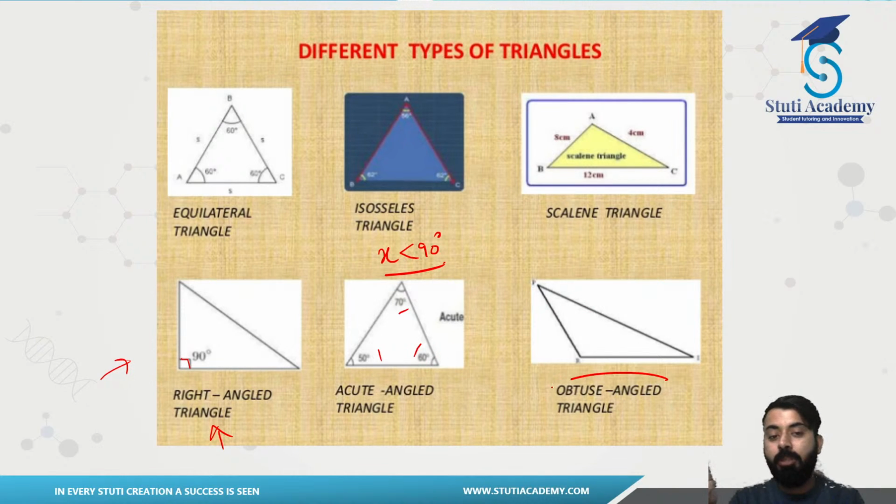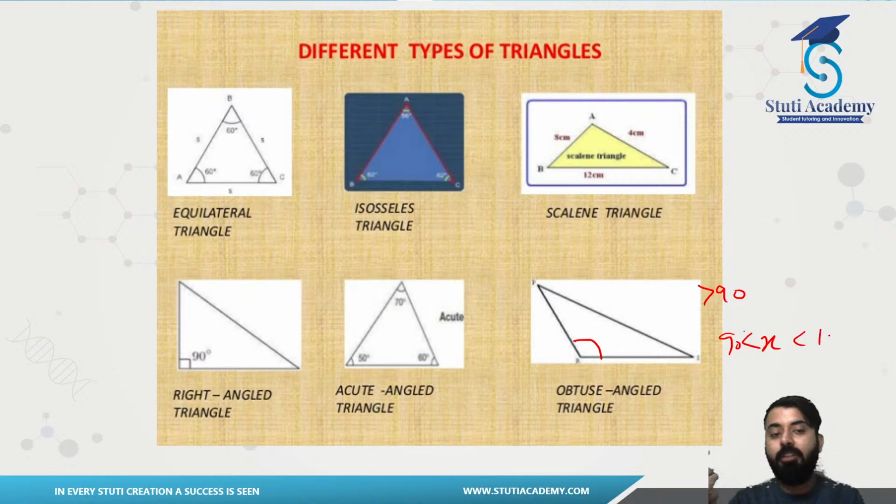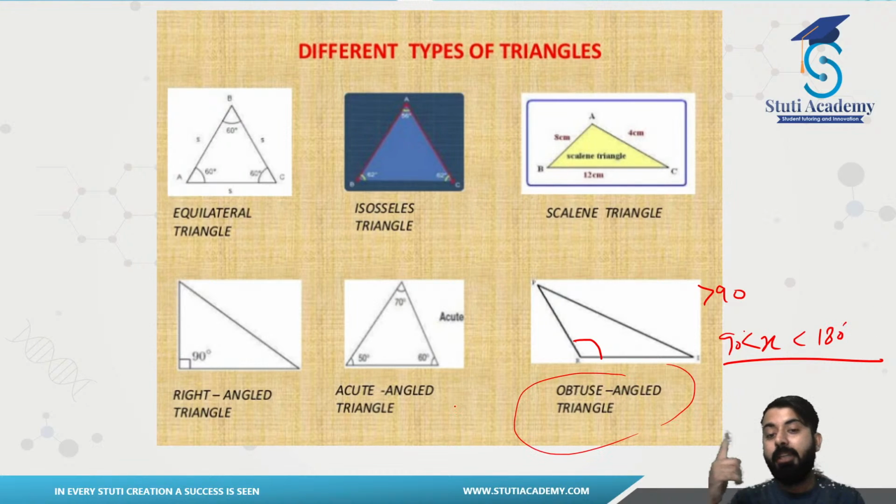Now for the case of obtuse angle triangle, obtuse angle triangles are those triangles which have one of the angles more than 90 but less than 180. So in a triangle, if one of the angles is more than 90 but less than 180, that kind of figure will be an obtuse angle triangle. Remember, in an acute angle triangle, each and every angle can be less than 90, but for the case of obtuse, not more than one angle can be obtuse.